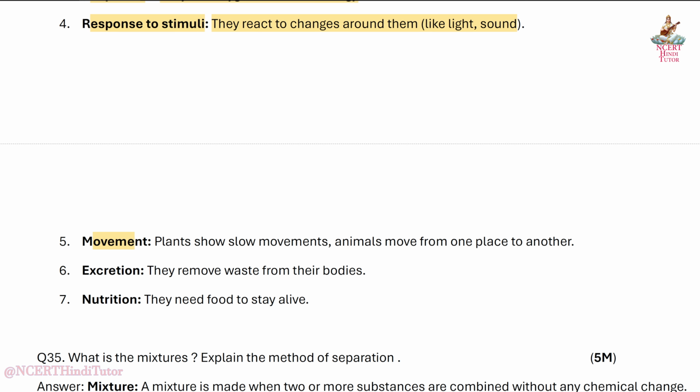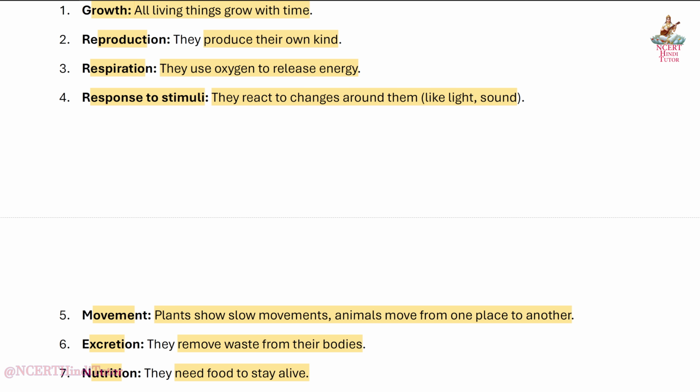Fifth, movement. Plants show slow movements. Animals move from one place to another. Sixth, excretion. They remove waste from their bodies. Seventh, they need food to stay alive. So friends, you can write any 5 points from the given 7 points as this is a 5 marks question.